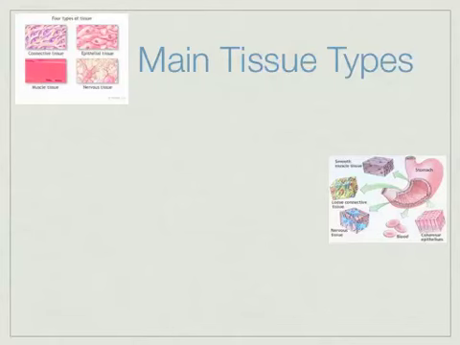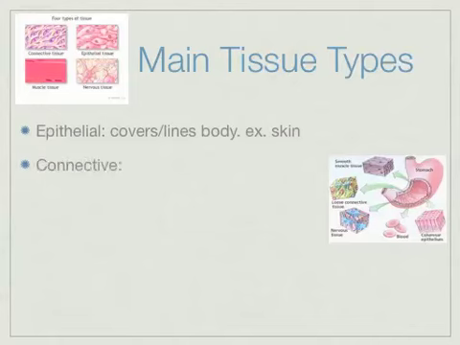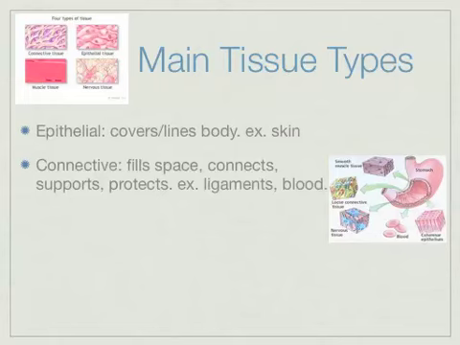Now we're going to go down and work on tissues, and then we'll talk about some cells. There are 4 different types of tissues. The first type is called epithelial tissue, and any epithelial tissue covers or lines the body. For example, skin is considered epithelial tissue. This helps protect us. Connective tissue fills space, connects things, supports things, and protects things. You know ligaments connect bones to bones and joints. So this helps connect.